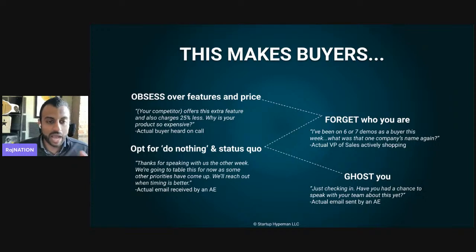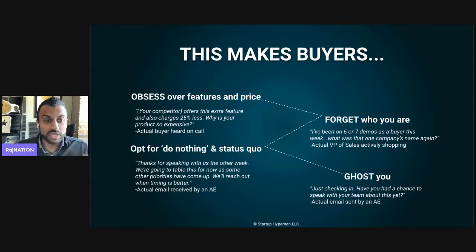And then there's opting for doing nothing, the status quo. Right. I'm sure you've all gotten that email before where they say, we're going to table this for now. Some other priorities have come up. We'll reach out when the timing is better. And then when they ghost you, you're the one having to send the email to them. Yeah, just checking in. Have you had a chance to speak with your team about this yet?